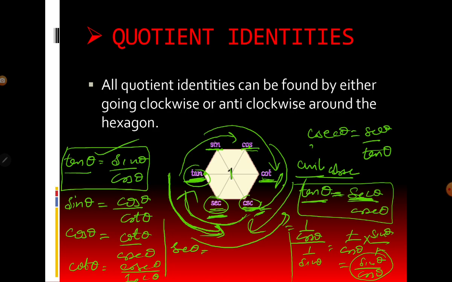Okay. Secant theta is what? Secant theta is cosecant theta upon cot theta. Got it? Again, you can verify. Cosecant is 1 by sine, and cot is cos by sine. So sine cancels, and 1 by cos is left. Again, it will be secant theta.